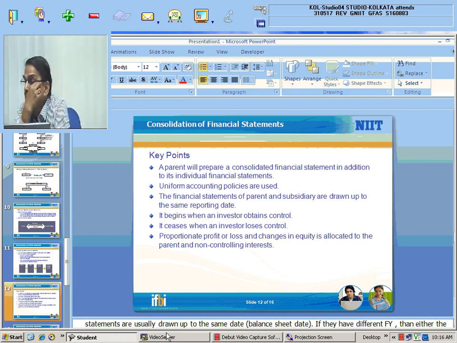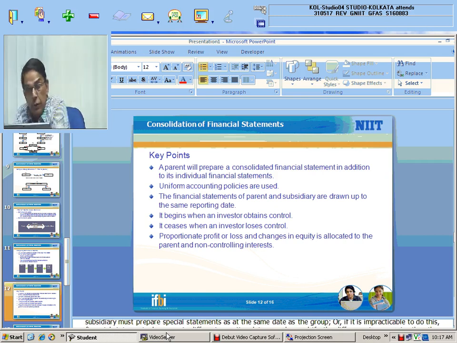Supposing the subsidiary has a financial year ending on 31st December, whereas the parent has a financial year ending on 31st March. Then in that case, the subsidiary will draw up special statements as at the same date as the group, that is 31st March. Or if it is impracticable to do this, financial statements drawn up to different reporting dates may be used if the difference is no greater than 3 months. If it is more than 3 months, no.